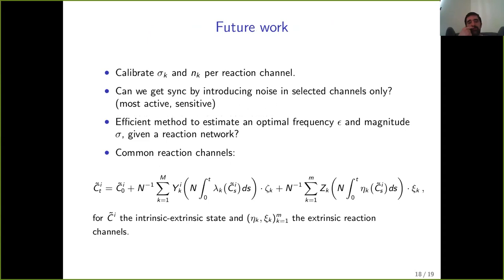Also, as future work, something we also observe, is that you can calibrate the amplitude of the extrinsic noise in such a way that you can optimize how much noise you introduce in each channel. Here, we introduce the same noise for each reaction channel. But you can calibrate how much noise you introduce, and you can control the convergence of the simulation much more finely. An efficient method to estimate the optimal frequency for the external noise.